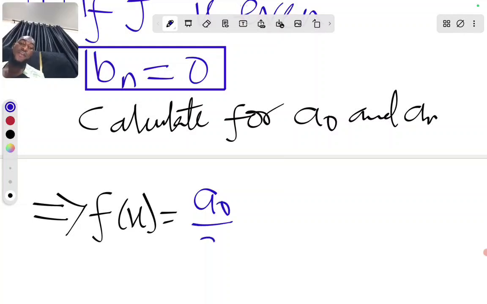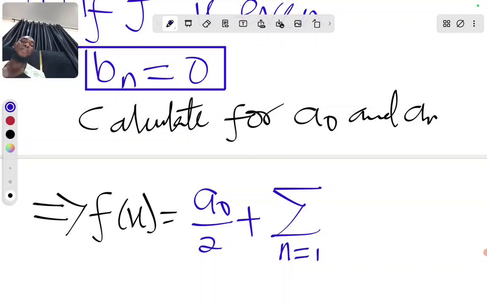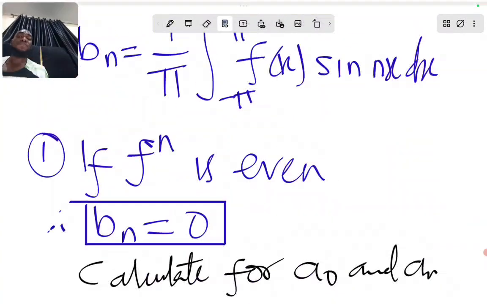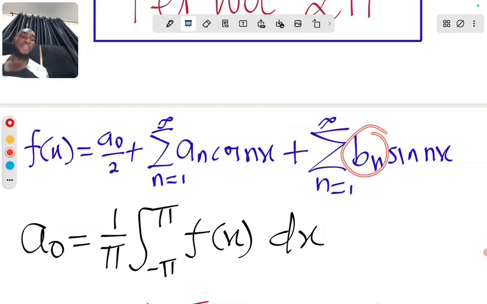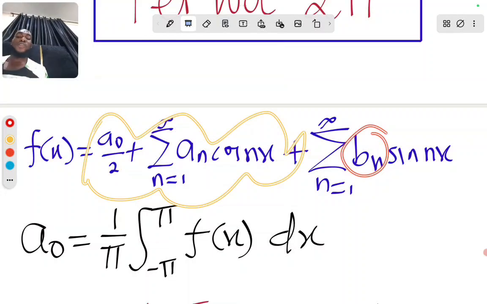And the Fourier series of the even function is now giving us a naught over 2 plus the summation of n starting from 1 to infinity an cos nx. Because if that function is even, this bn will be 0. Once this bn is 0, everything here will vanish, so you only have this part left. So this is the part that you use for an even function of period 2.